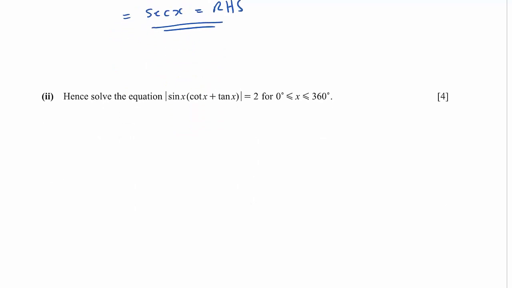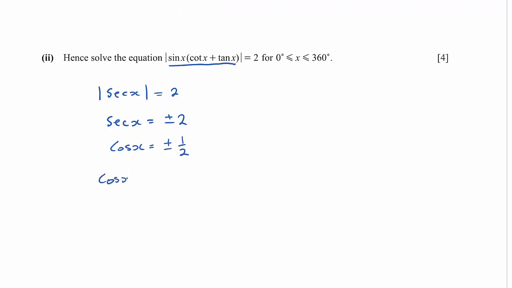Hence, solve the equation. The modulus of sine x cot x plus tan x is equal to 2. Well, the sine x cot x plus tan x, we now know that we can replace with sec x. And since it's mod sec x equals 2, sec x is going to be positive or negative 2. And we know that sec is 1 over cos, so therefore cos x must be plus or minus a half.